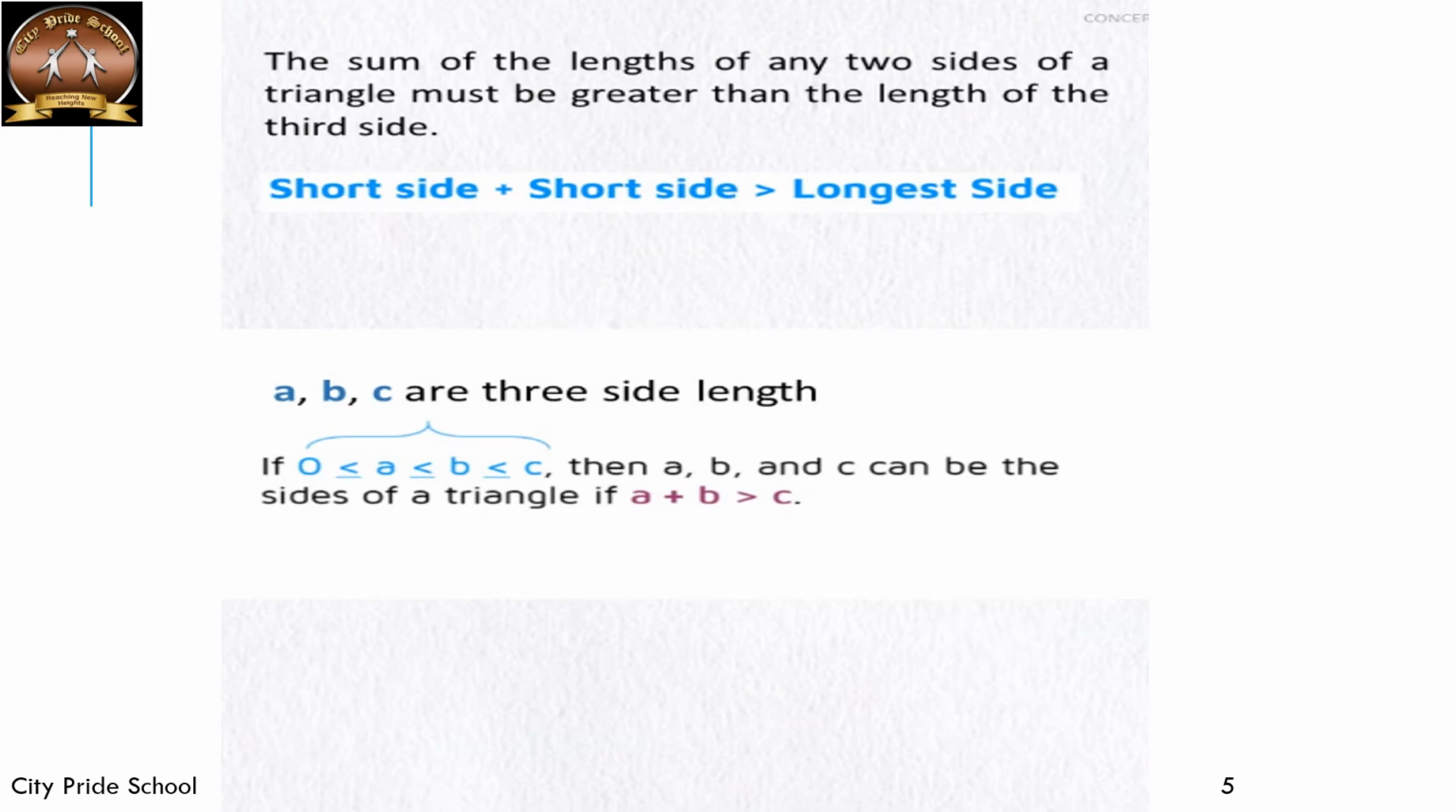Here in general, if A, B, C are three side lengths, and if 0 is less than or equal to A, which is less than or equal to B, which is less than or equal to C, then A, B, C can be the sides of a triangle if A plus B is greater than C.